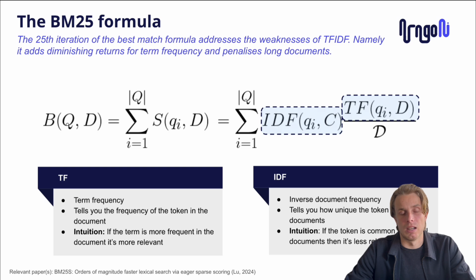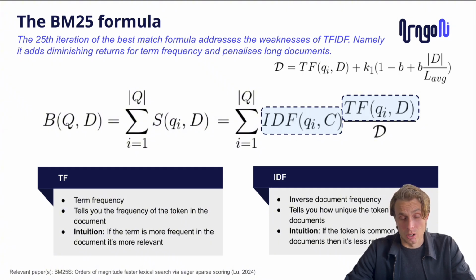We also want to penalize the long documents. This is where that curly D comes into play. Let's go through basically how that works. This is what that curly D represents: it's the term frequency plus these two hyperparameters, K1 and B.